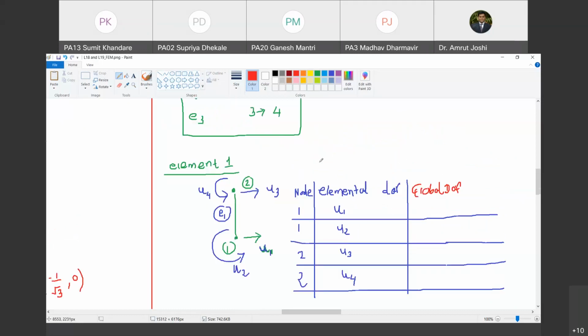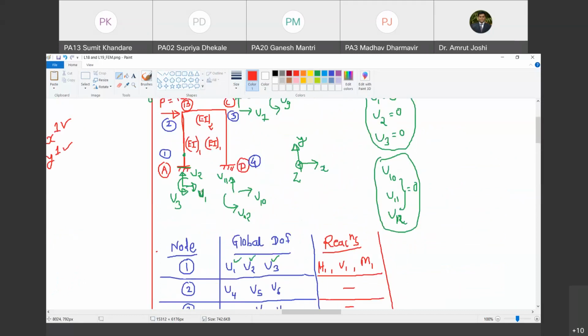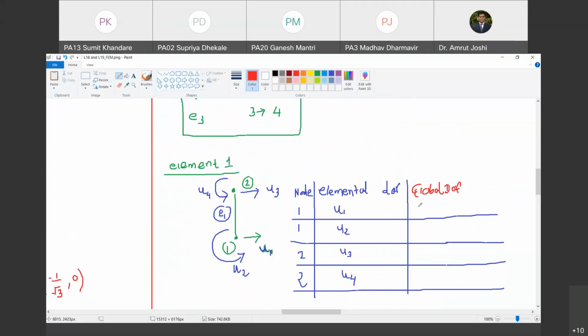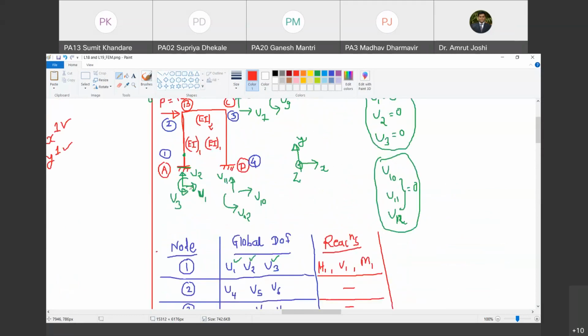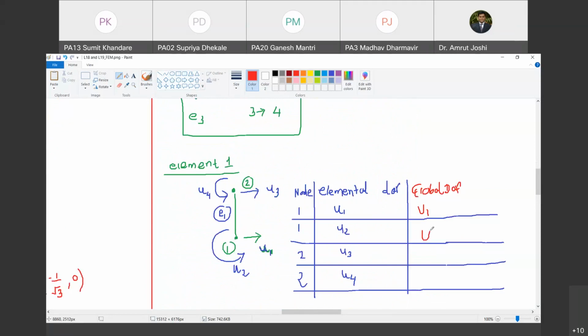So U1 is towards right here, maps to capital U1 as it is. Do you agree with me? Yes, sir. So it maps to U1. What is U2? U2 is the rotational degree of freedom, maps to U3. Do you agree with me? Yes, sir.